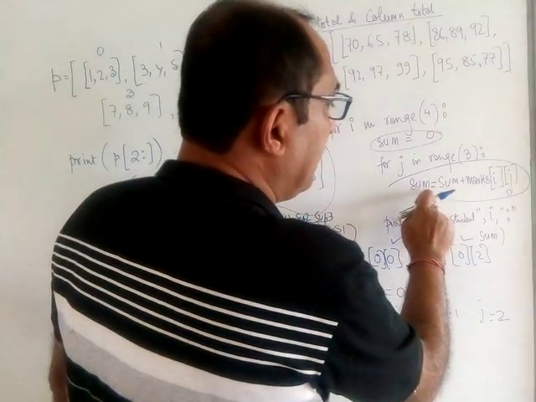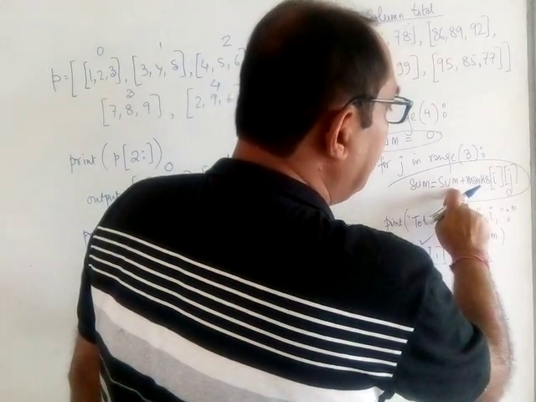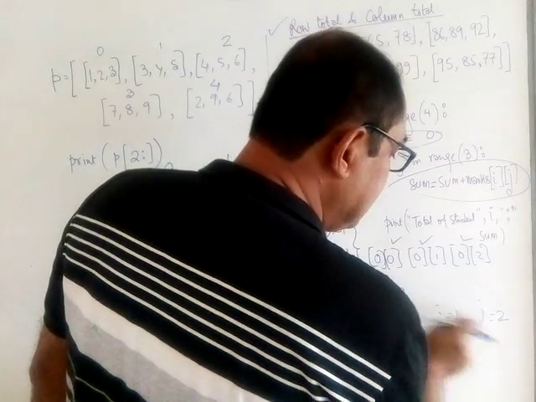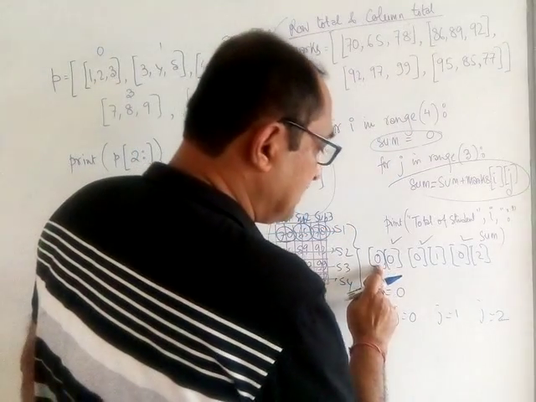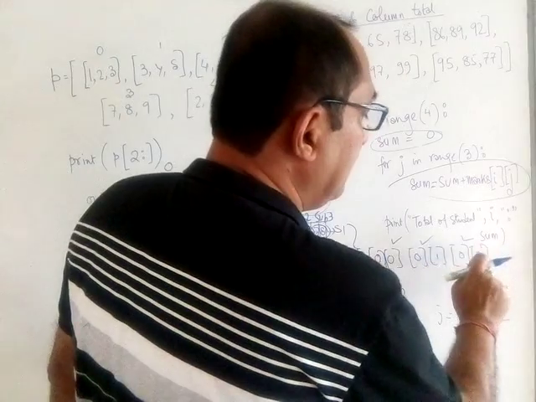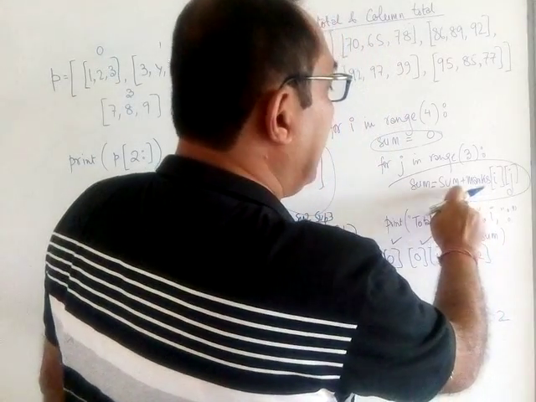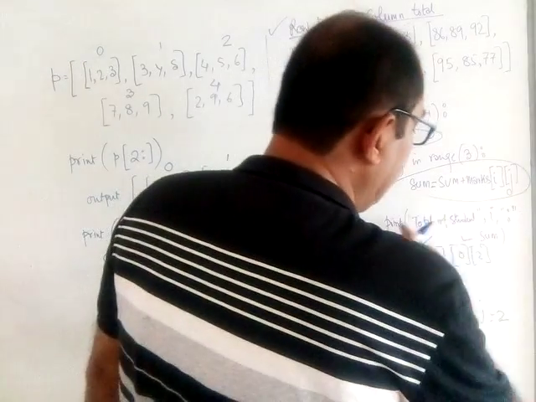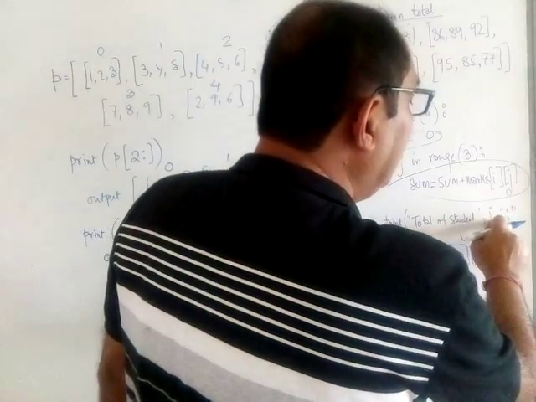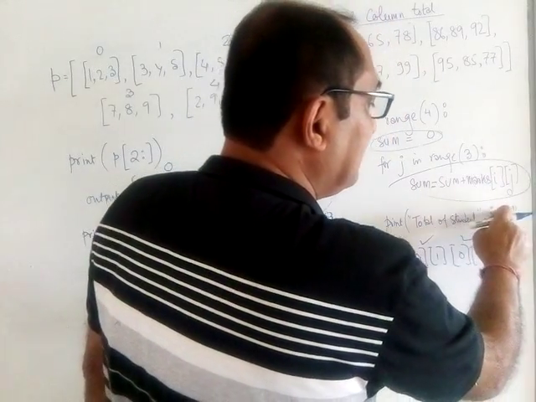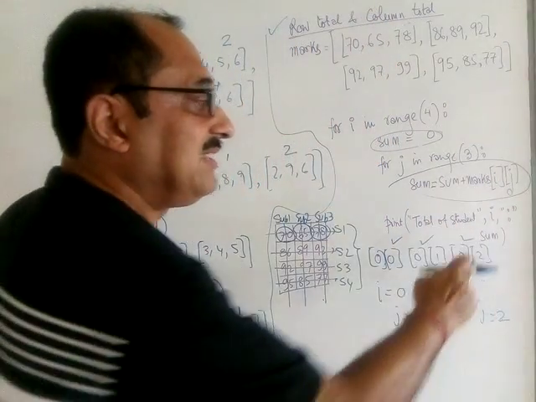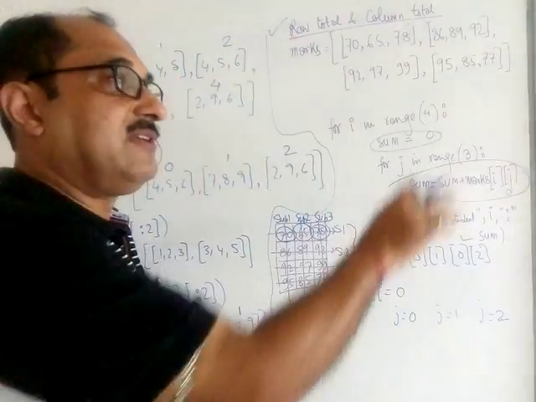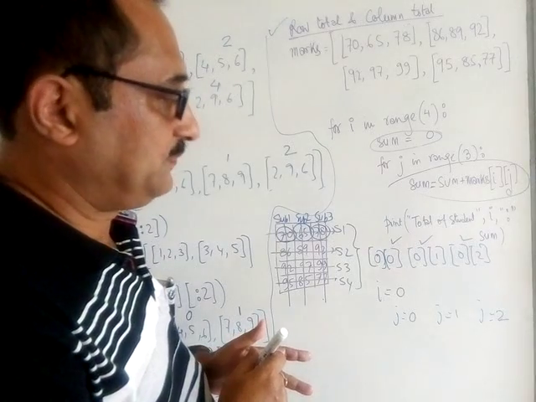And what am I doing here? I am writing here sum equal to sum plus marks of i and j. That means i and j will combine. So I will get marks of 0, 0 plus marks of 0, 1 plus marks of 0, 2. That is how I can calculate the sum total along a particular row. And then I have printed out the total. I wrote total of student i, or as a matter of fact, if you want to write student number 1, 2, 3, then write i plus 1, whatever it is, sum. That is how we can find the sum along the rows.